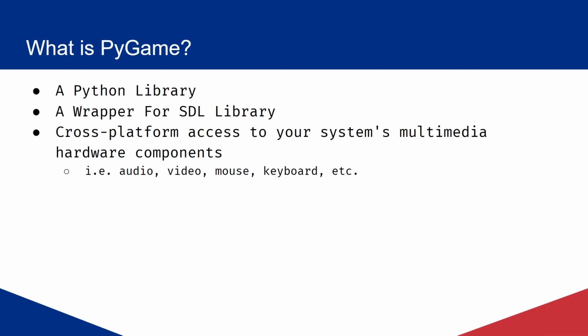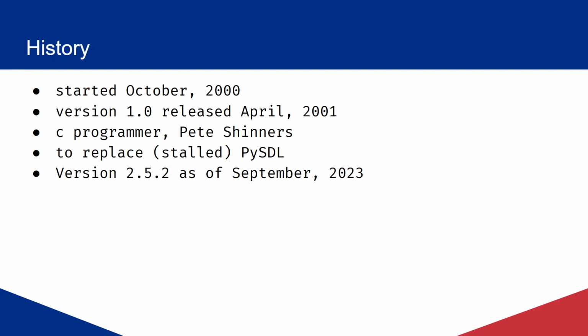So that's what Pygame is, and as you see up there, I say it's a wrapper for the SDL library. I'll tell you in a little bit what SDL is, but that's an important thing to note. So let's go into the history of Pygame so we can understand a little bit more of what it is and why it came to be. So it started in October of 2000. That's when the first development started. And the person who started it was Pete Shinners, who was a C programmer for many years. And the reason why this is important is because Pygame is a wrapper of SDL.